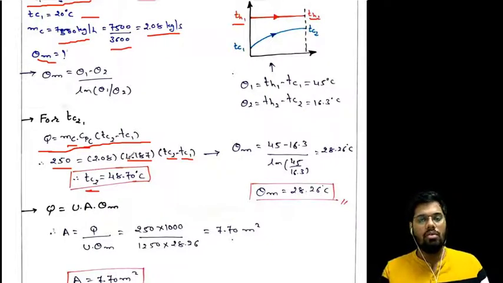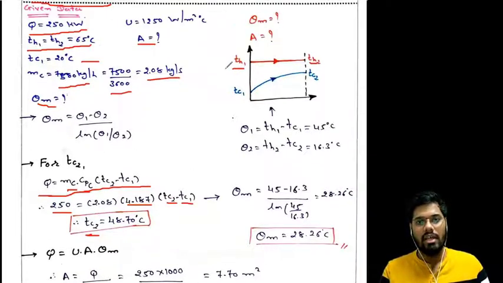Now we know the value of all four temperatures, so we can find out the LMTD, the logarithmic mean temperature difference. Here our theta 1 is Th1 minus Tc1, so that is 45 degrees Celsius, because 65 minus 20. Theta 2 is Th2 minus Tc2, the temperature difference at the outlet of the heat exchanger. So our Th2 is also 65 and Tc2 is 48.70. So theta 2 would be 16.3 degrees Celsius.